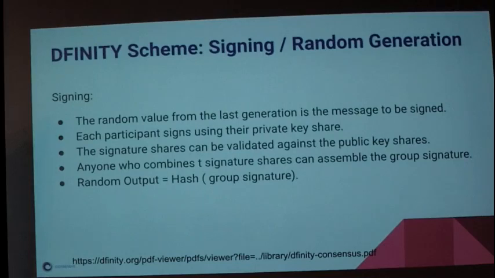And then to sign the value, you have the random number as the input, and you sign it using your private key. The signatures can be validated against the public key shares, and then you combine these signature shares into a group signature. The group signature is hashed, and that's the random output. The public key shares are public, and if you can accumulate at least T of the signature shares from all of the different validators, then you can assemble the next random number. So anyone can do it. There's no way you can block it, because anyone has the power to create the next random number.